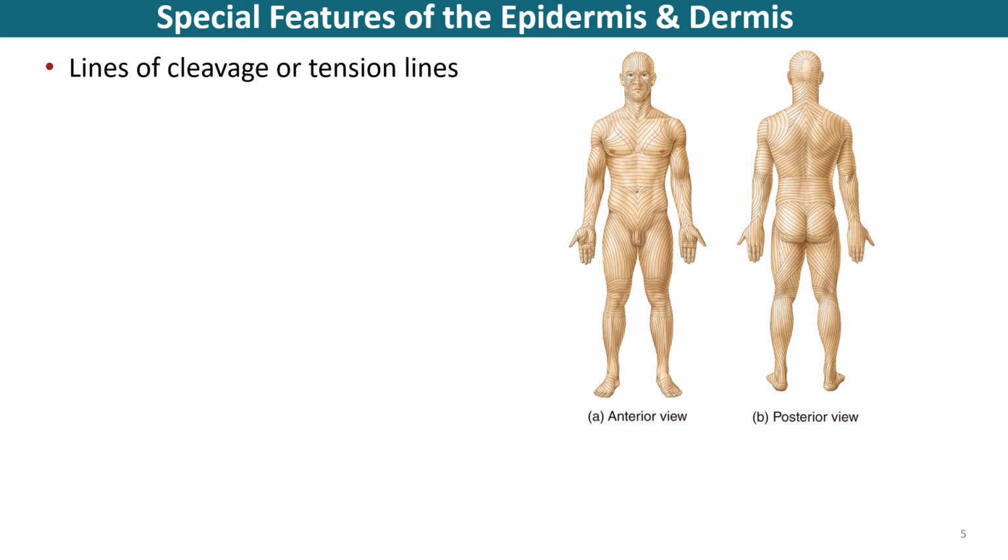I mentioned tension, and we call those lines of cleavage or tension lines. You can see now how these fibers would be lining up in that dermal layer. What's interesting about that is when surgeons do surgery on people and they have to make an incision, they basically want to cut along those cleavage or tension lines because the skin will heal better. So if you know how those lines work and how the tension works, you'll be able to get your patients to heal a little bit more quickly.